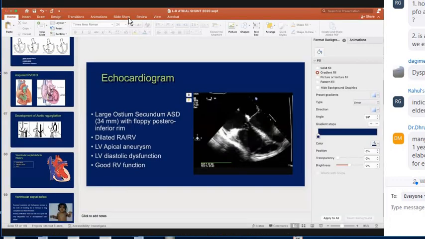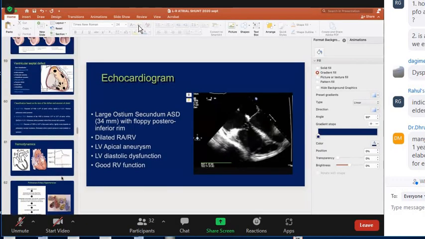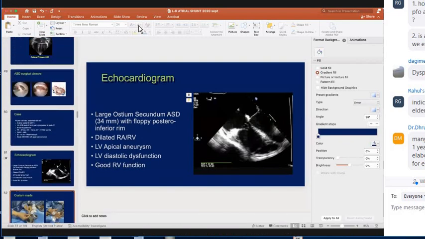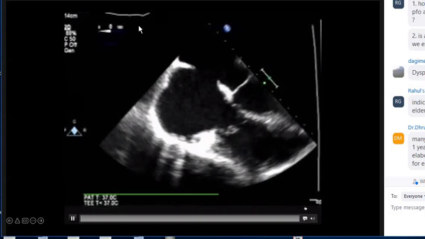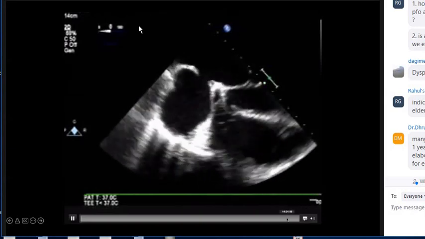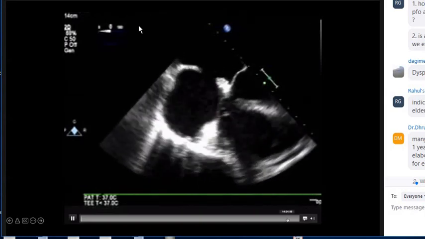Okay, I'll go to the next slide. So this particular patient is having a significant shunt. I don't know why it is going to the same slide. So we close it with the fenestration closure done.